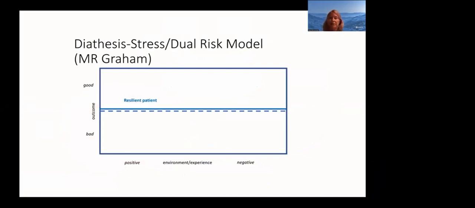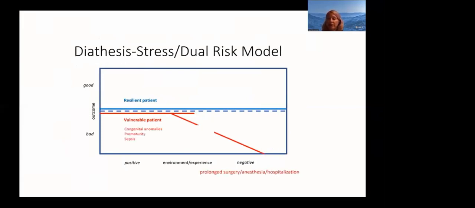Ruth Graham, a pediatric anesthesiologist at Manitoba, developed a model, which she calls the dual risk model or the diathesis stress model for pediatrics. Basically, if you have a resilient patient and you put them in a positive or a negative environment, you're likely to get a good result. If you put a vulnerable patient, however, in a negative environment, you're likely to get a poor result. And what would include a negative environment for these children? Well, perhaps prolonged surgery, anesthetic that is suboptimally managed or very neurotoxic, or prolonged hospitalization. Vulnerabilities could be congenital anomalies, prematurity, or sepsis.